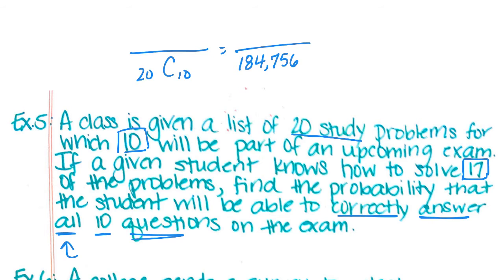Okay, now the student only knows 17. So 17, but they're going to be given 10. Well, 17 combination 10 is 19,448. So when I hit math frac on my calculator, the probability that this student will be able to correctly answer all 10 of the questions is 2 over 19. And my students were kind of shocked. That's a really low probability. But it is a probability, and they probably should know to study all 20.